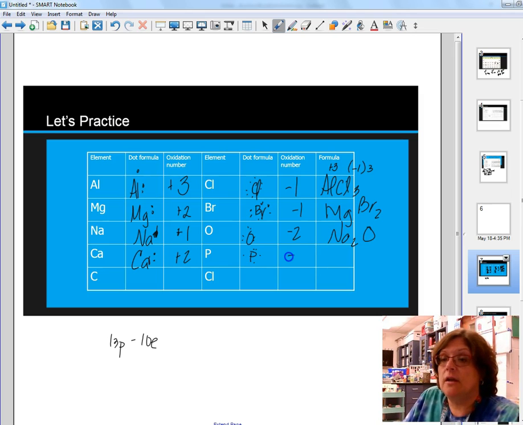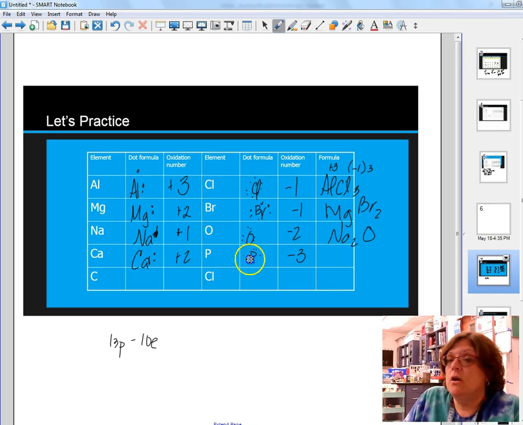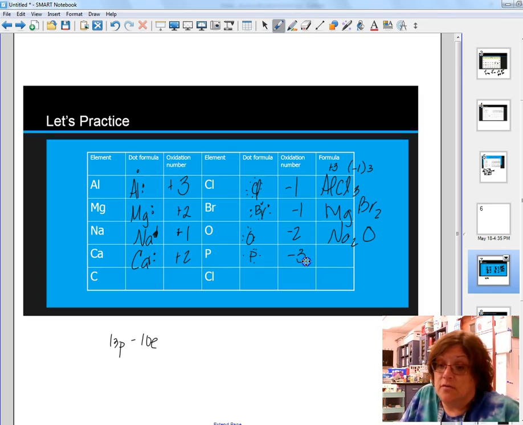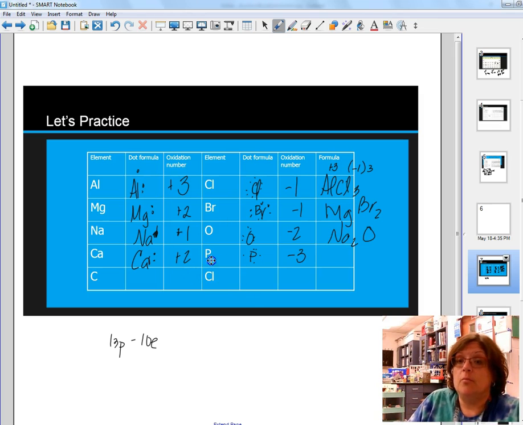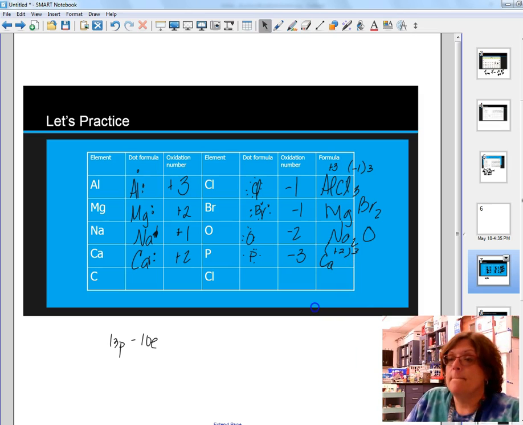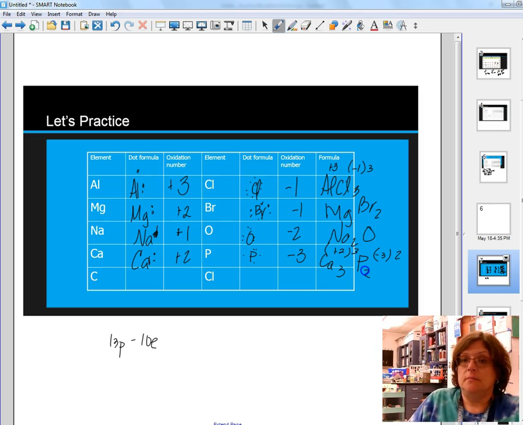Phosphorus has 5 outer shell electrons. He needs 3 to be happy. Now, this one's a little trickier because if we want to follow our law of zero charge, we've got numbers that don't divide into each other. So we're going to look for the least common multiple. Least common multiple of 2 and 3 is 6. So if this is a +2 charge, we'll need 3 of them to add up to 6. Oh, that needs to be a 3. And the phosphorus is a -3 charge, so we'll need 2 of those. So we end up with calcium phosphide.